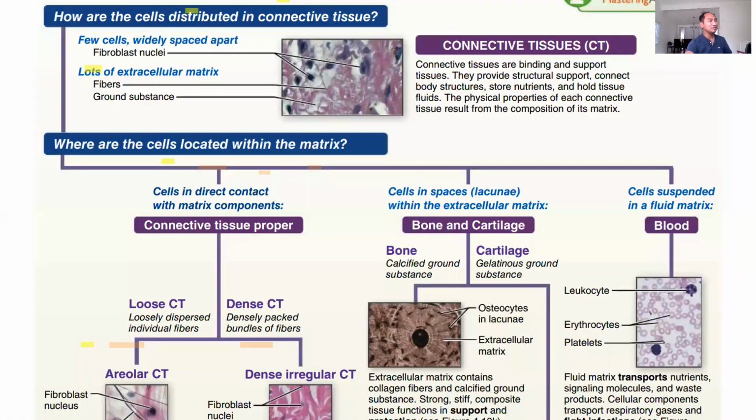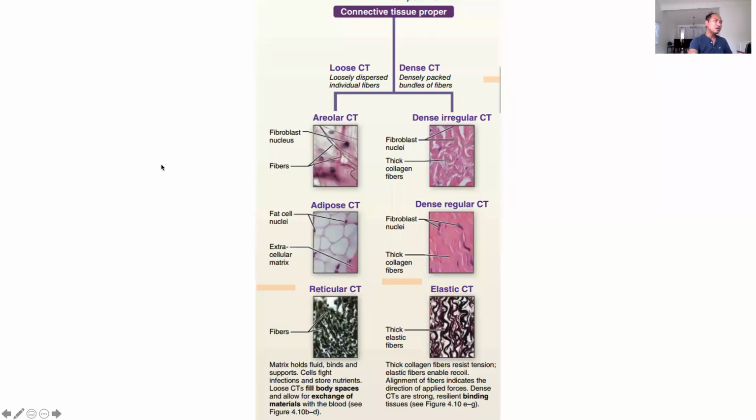So that's the difference. Now if you go to the connective tissue proper, it can be subdivided into loose connective tissue and dense connective tissue. Underneath the loose connective tissue, we have areolar connective tissue, adipose tissue, which means fat tissue, and reticular tissue. And elastic tissue and dense regular collagenous tissue will go under the dense connective tissue.